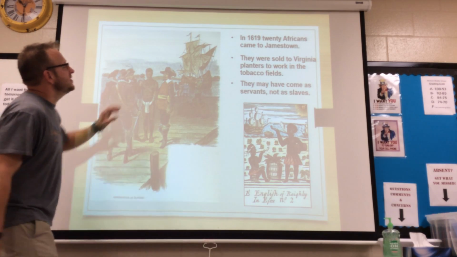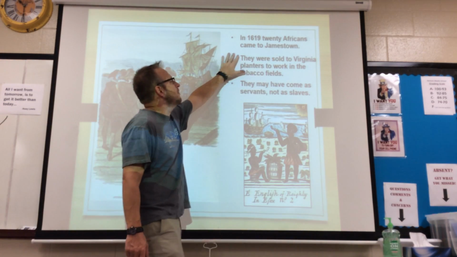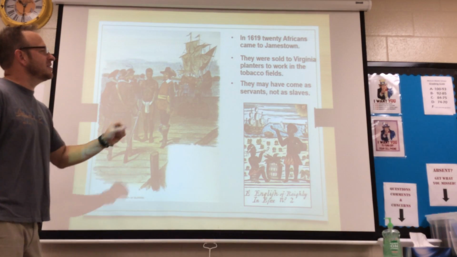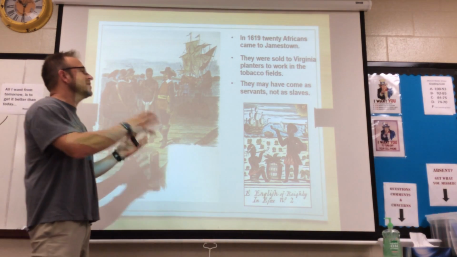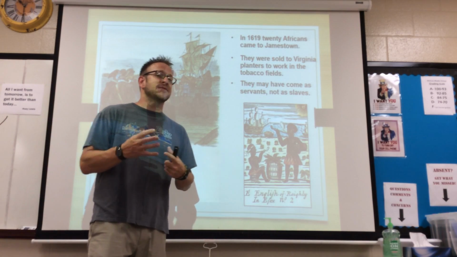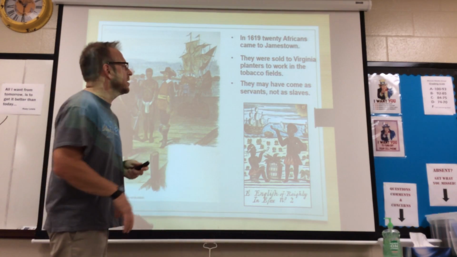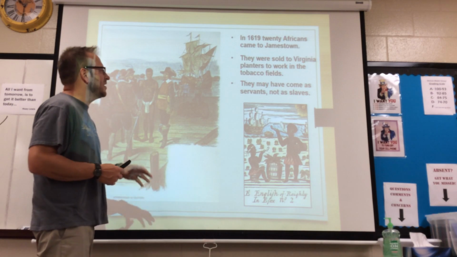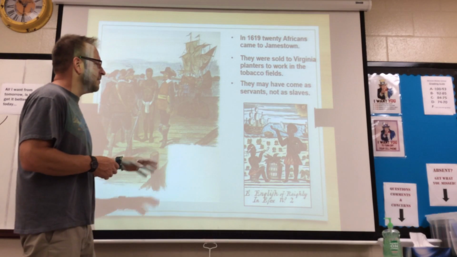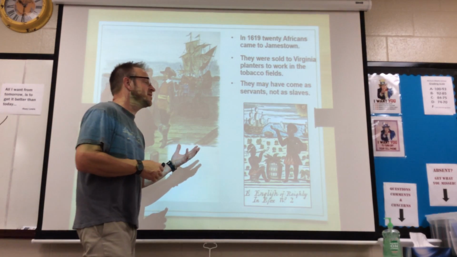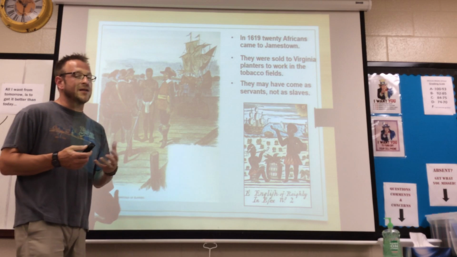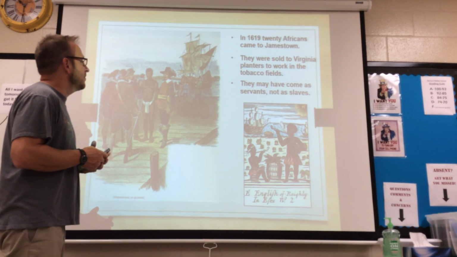Now, one more click there. 1619, 20 Africans came to Jamestown. They were sold to Virginia planters to work in the tobacco fields. Now, they may have come as servants and not slaves, but in my mind, if they were sold, that makes them a slave. If they were sold to work. This is the first instance of slavery in the U.S. At this time, the colonies were not the only place slavery was going on. It was worldwide in a lot of instances at this point.